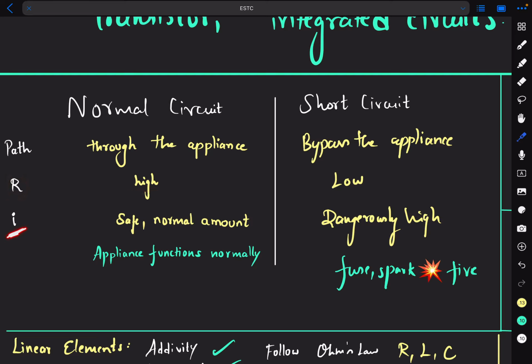Because the resistance is high, the current which is moving will be a normal amount. A normal quantity of current will be passing through the refrigerator. So it is safe. The appliance functions normally. But as the resistance is low, the current is dangerously high. The fuse, spark, fire will happen because the current is not entering the appliances. It just bypasses the appliances because of the short circuit. The current is dangerously high. As the resistance is low, that happens: fuse, sparks and fire.